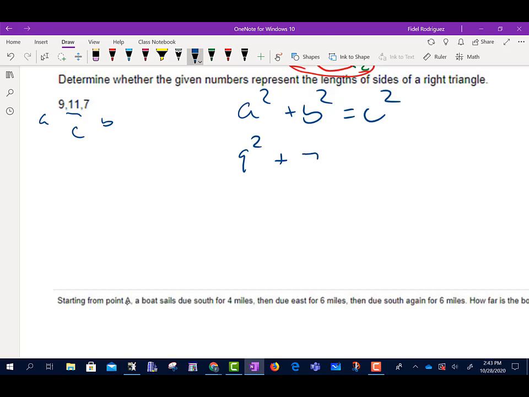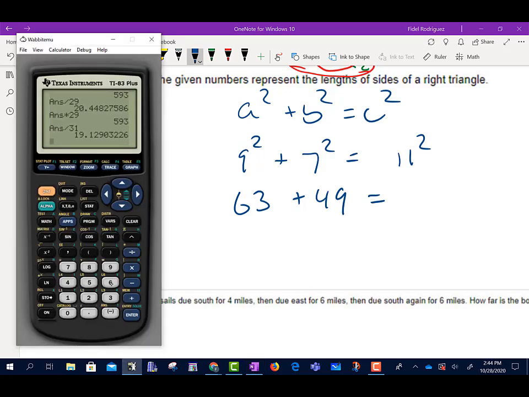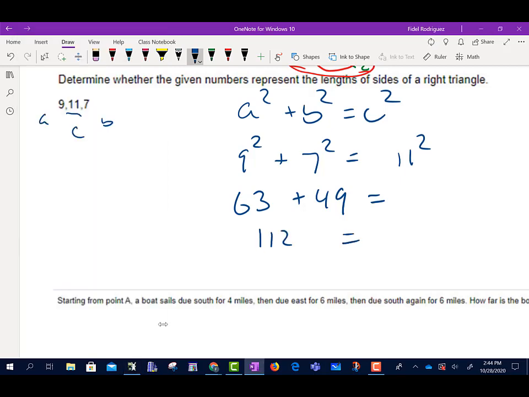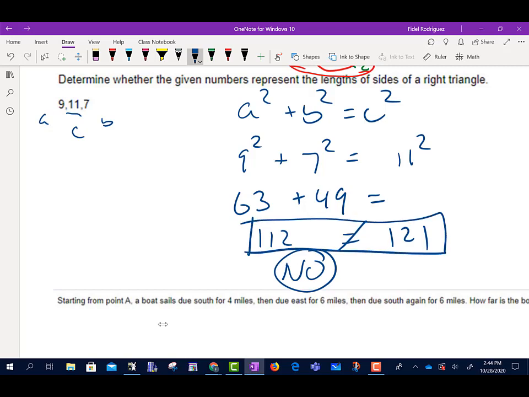9 squared plus 7 squared is supposed to be equal to 11 squared. So this is 63, and this is 49. And if I add 63 and 49 together, I come up with 112. But if I take 11 and I square it, I come up with 121, and those aren't the same. So the answer here would be no. Now, if these two numbers ended up equaling each other, then my answer would have been yes.